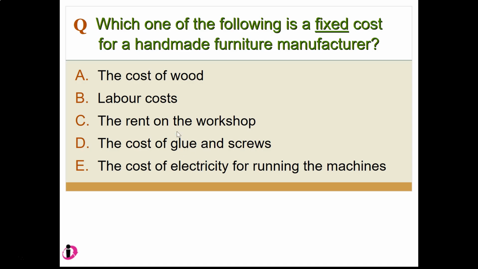So in this particular case, the correct answer would be C, the rent of the workshop. This will not vary with output and therefore it is fixed.